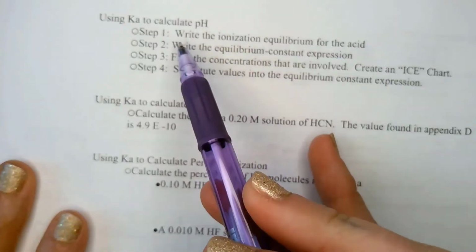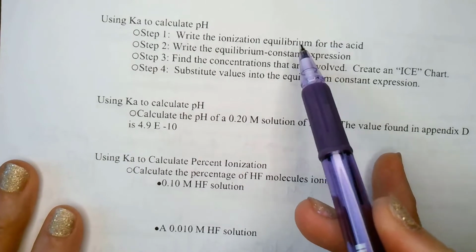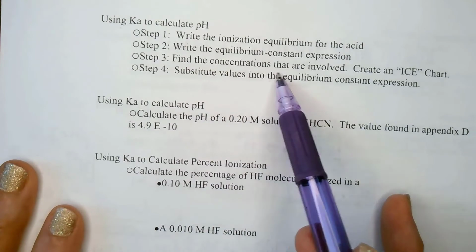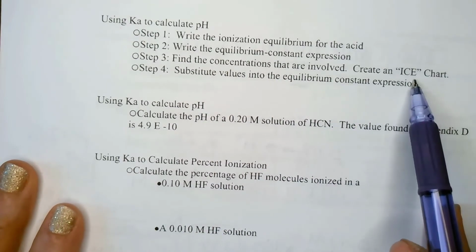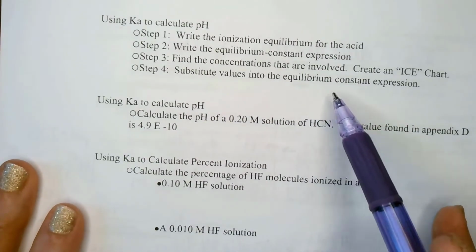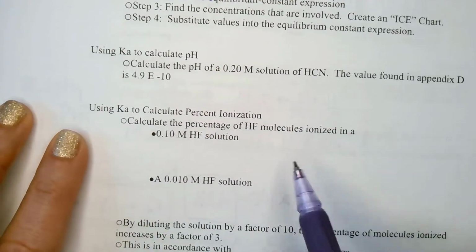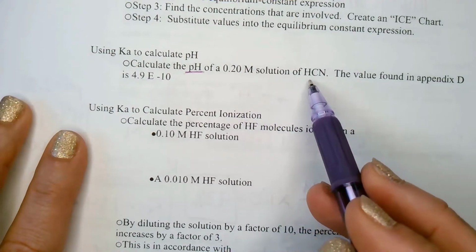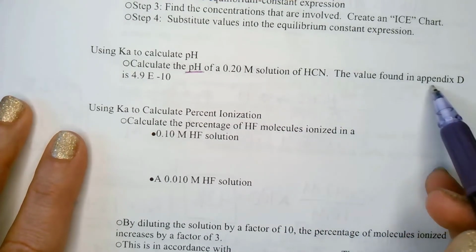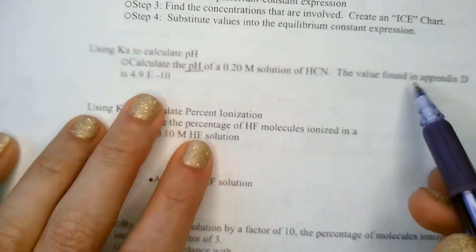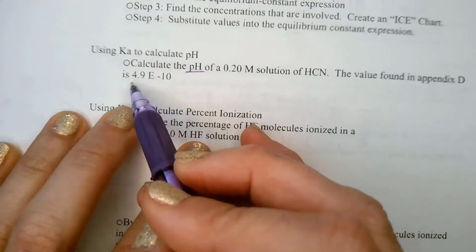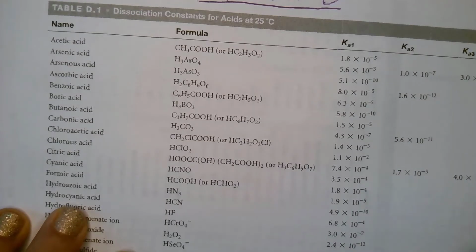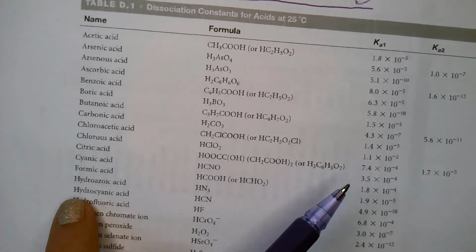So we've been using pH to find Ka. Now let's use Ka to find pH. So we're still going to write our equilibrium, write our equilibrium constant expression, find the concentrations that are involved using our ice chart, and then substitute values in. So let's look at an example. We need to find the pH of a 0.2 molar solution of HCN. The value found in Appendix D for the Ka of HCN is 4.9 times 10 to the negative 10th.